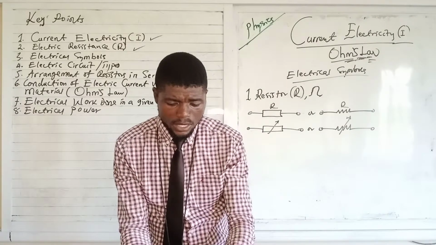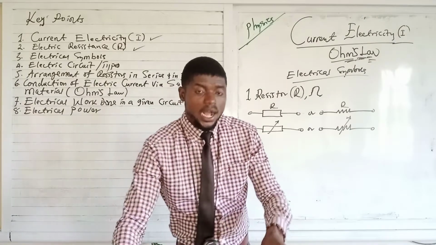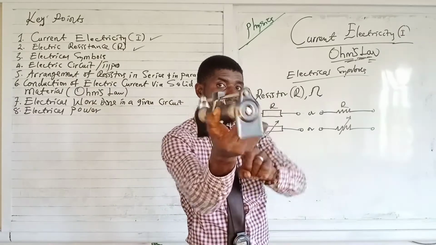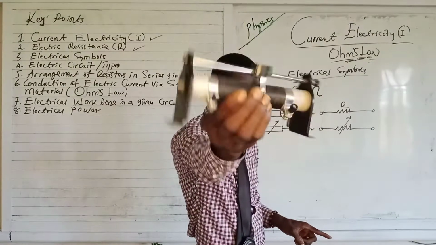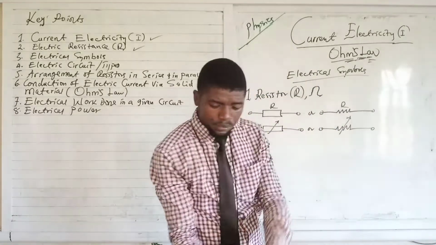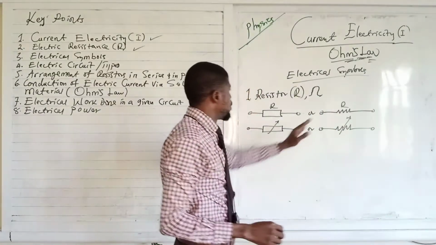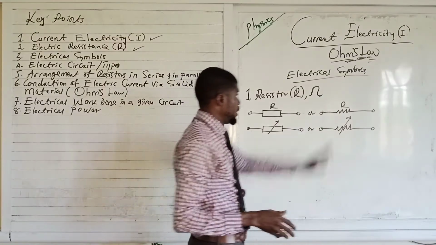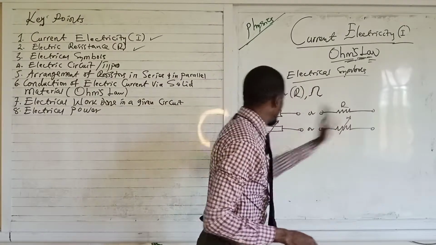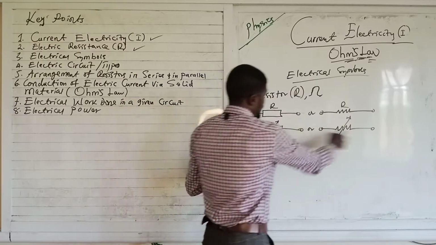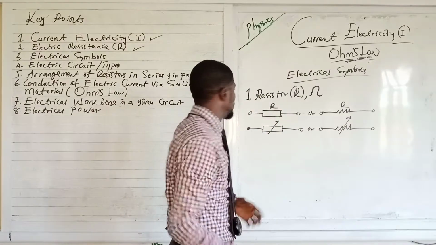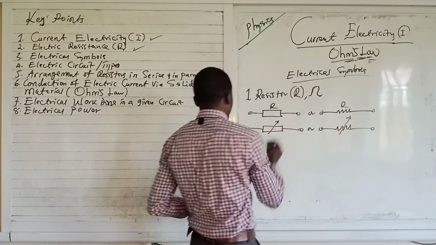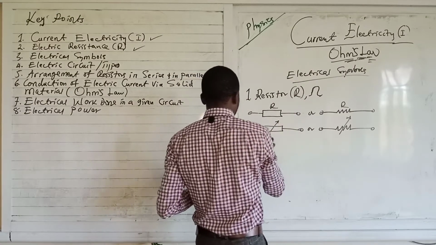Then we also have the rheostat. I don't know if you have seen it before. This is a rheostat, an example of a variable resistor. You can see it very well. So these are the examples of a variable resistor that we have here. Standard resistor. The second one is what? Variable resistor. The second symbol I want us to look at is the ammeter.